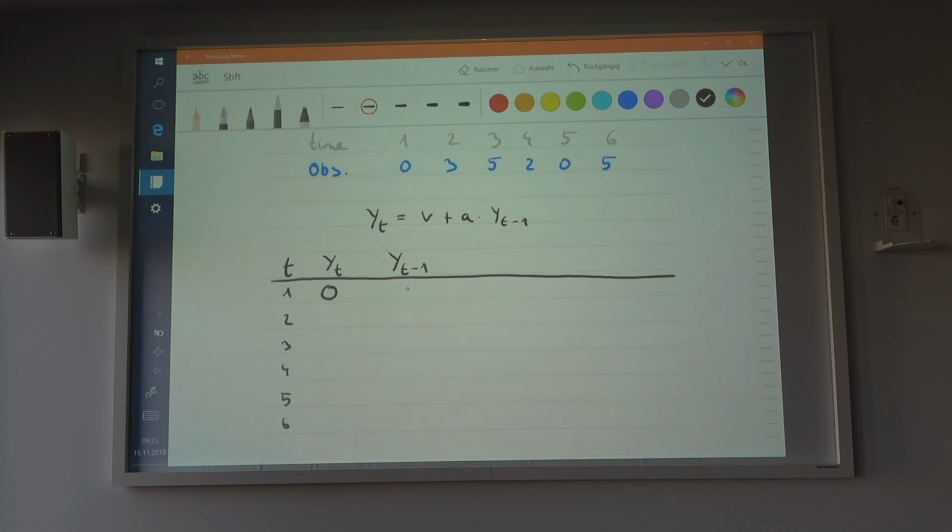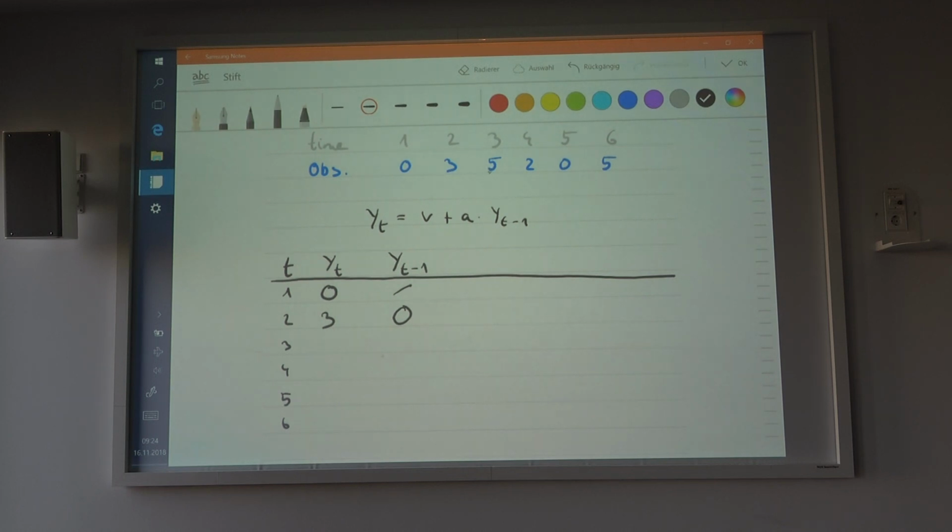Now, if the first observation is basically 0, then you would have here the previous observation, right? But the previous observation is not there, because that would be the observation at point 0. What is the observation at point 2? The observation at point 2 is equal to 3. Now what is the observation at point 2 minus 1, which is 1? This is going to be equal to 0, right? That's how it works. You understand?